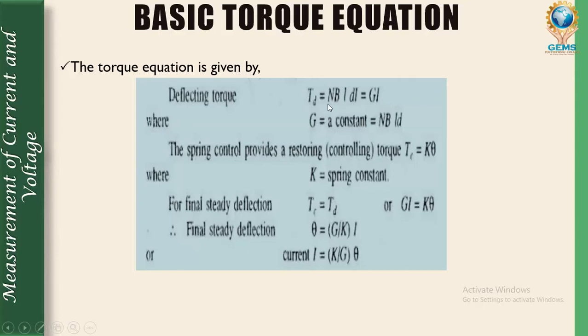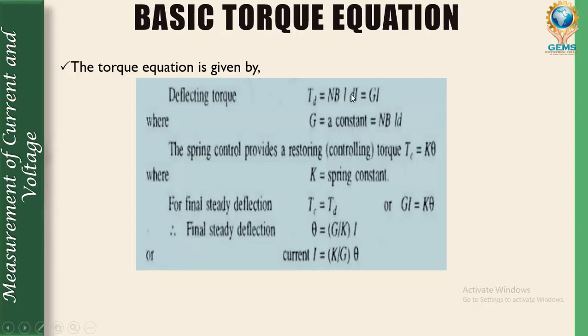N is nothing but the number of turns. Normally we use a galvanometer to measure the current. So N is the number of turns of the galvanometer, B is the magnetic field in the galvanometer, L is the length of the wire in the galvanometer, D is the diameter of the wire in the galvanometer, and I is the current flowing through the galvanometer.